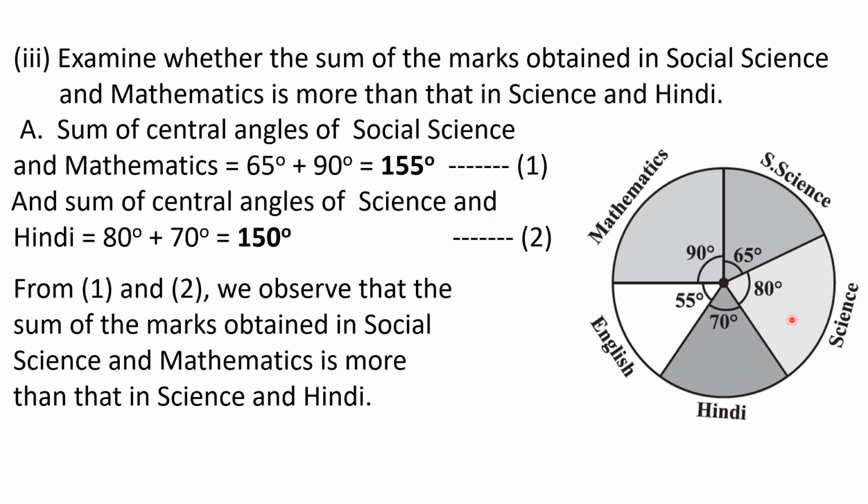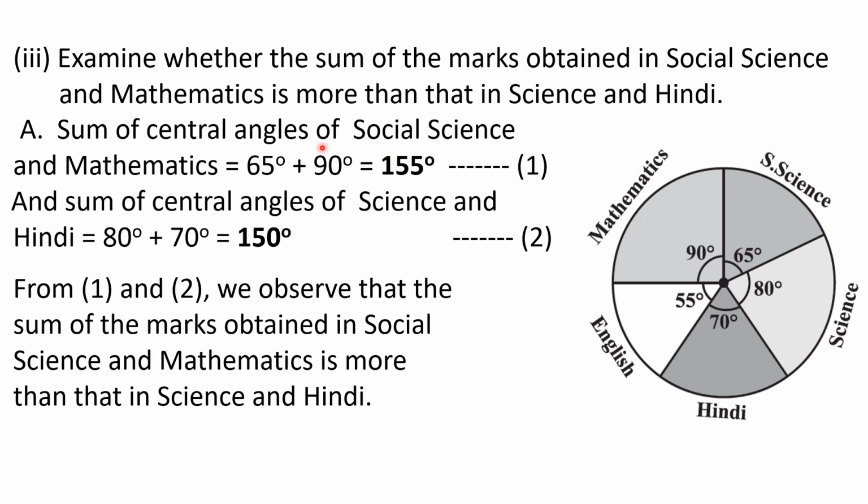So there is 80 degrees plus 70 degrees. So 80 degrees plus 70 degrees is equal to 150 degrees. Now this is 155 degrees, this is 150 degrees. It is quite obvious, the greater the central angle, the greater the marks.